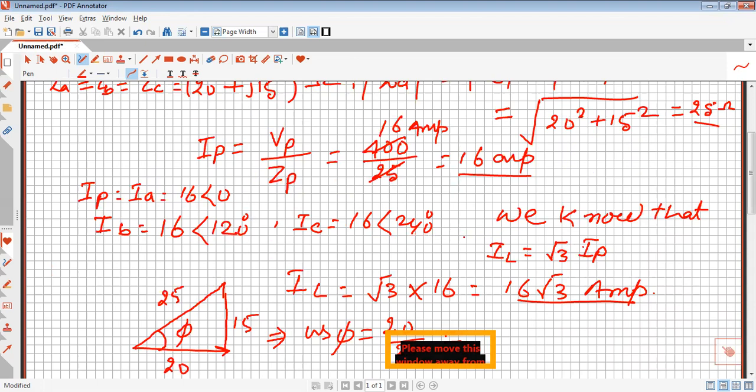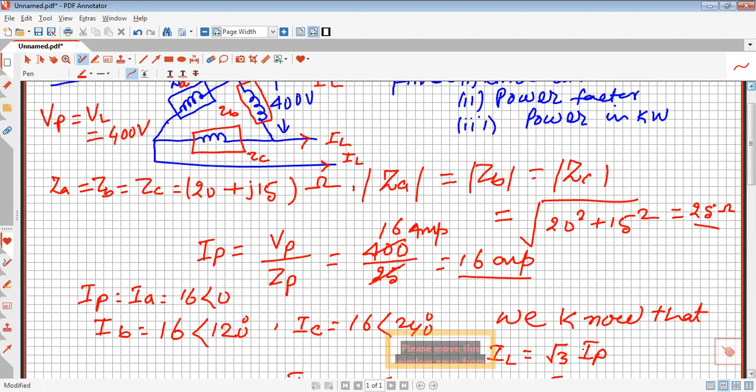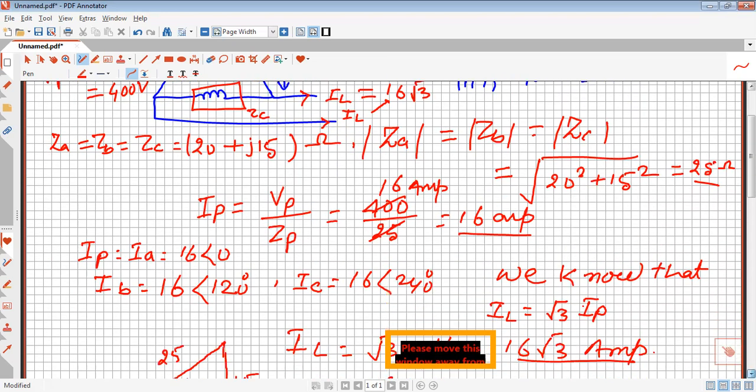We also know that line current is equal to root 3 times phase current for delta connection. Using this relation, it will be root 3 times 16. So 16 root 3 ampere will be flowing in every line. We can see here, the current flowing will be 16 times root 3. So here also the current will be same. Every line will have 16 root 3 current flowing in it.